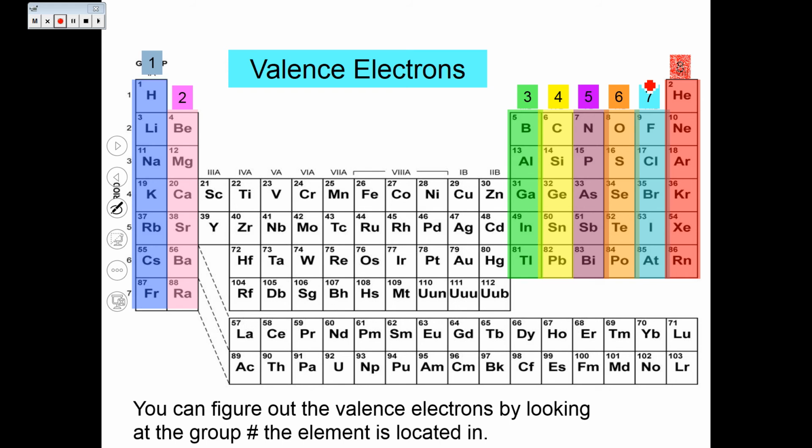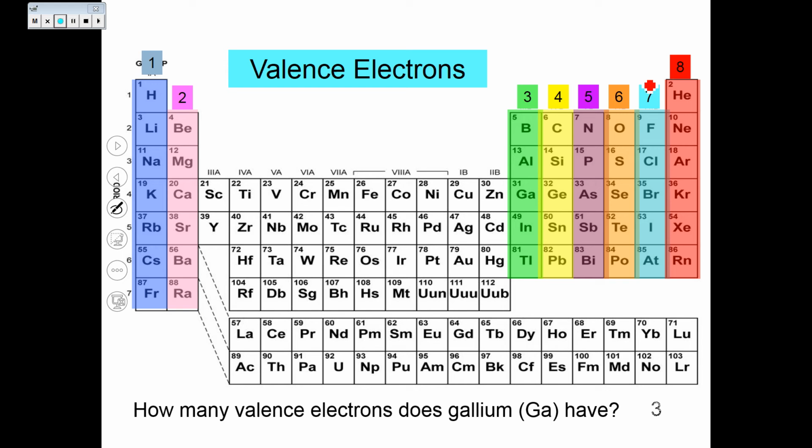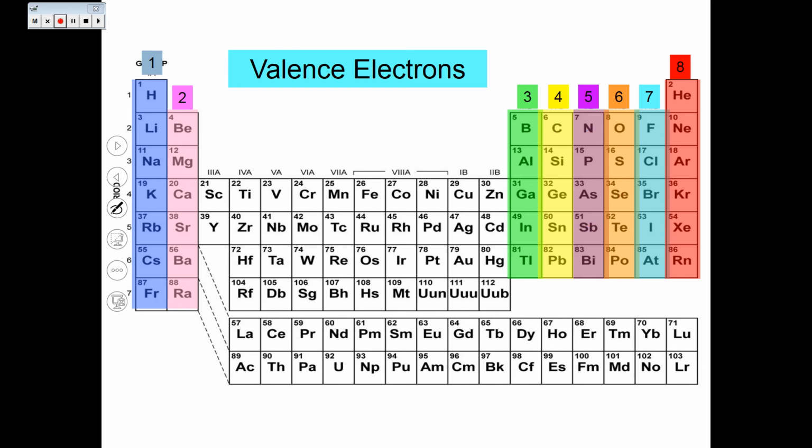So I just did that for you. So for example, gallium. Gallium is right here. How many valence electrons does it have? The correct answer is 3, because it's in the third group. Strontium. Strontium is here. How many valence electrons would strontium have? 2. Xenon. Xenon is here. It has 8 valence electrons. Rubidium, right here. It has 1 valence electron. Arsenic, As, has 5 valence electrons.